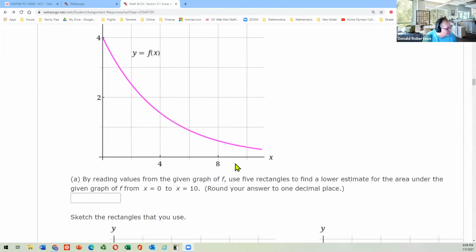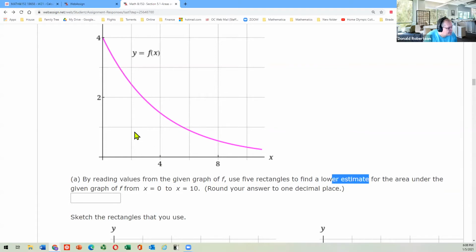What's different about this one? Oh, 5 rectangles, lower estimate. Okay, can you imagine 1, 2, 3, 4, 5? The rectangles aren't too difficult to judge, right? Can you imagine? There's my first rectangle, there's my second. If I wanted to do a lower estimate, wouldn't I be using R5, the right-hand side?